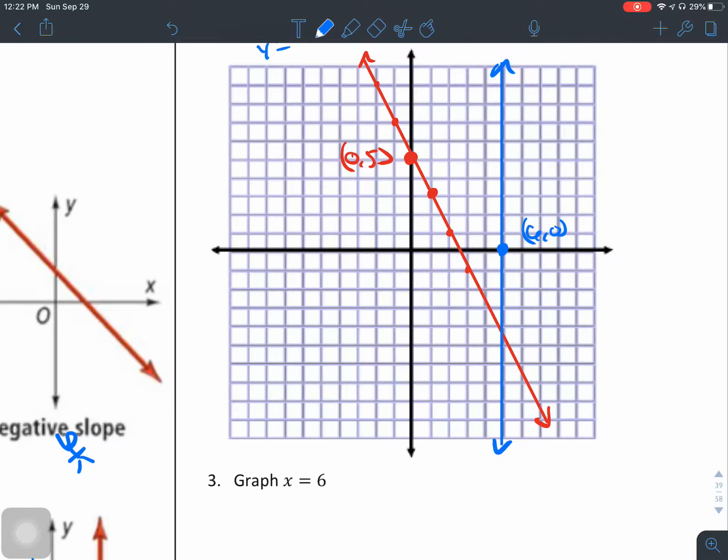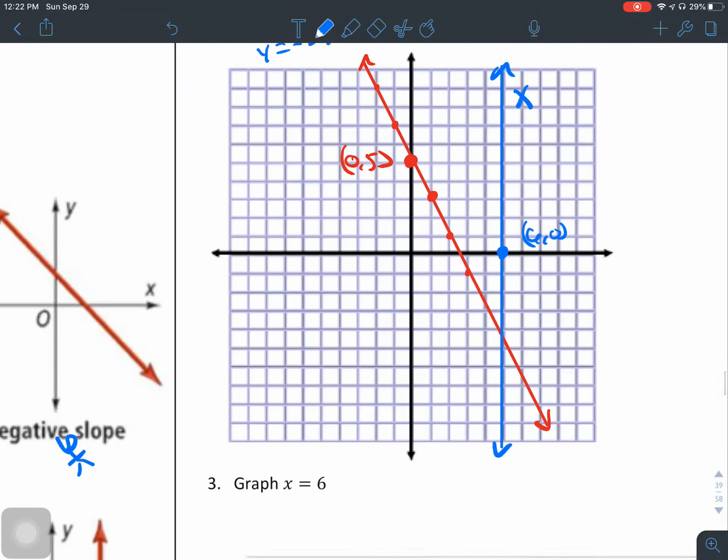Also I should mention, since we just graphed 2 different lines on the same coordinate plane, if we look at this later, we're not going to know which one is which. So anytime you have more than one line on the same coordinate plane, you are required to label each of them. This is x equals 6, and this one here was y equals negative 2x plus 5. So label them so it's clear which one goes with which. I'll put that here.